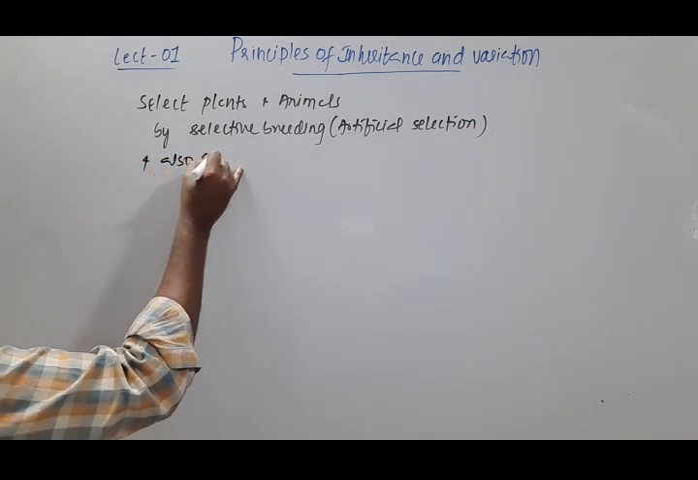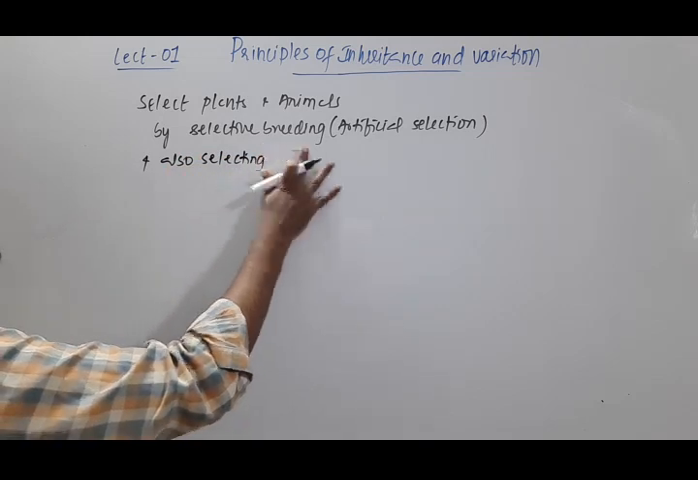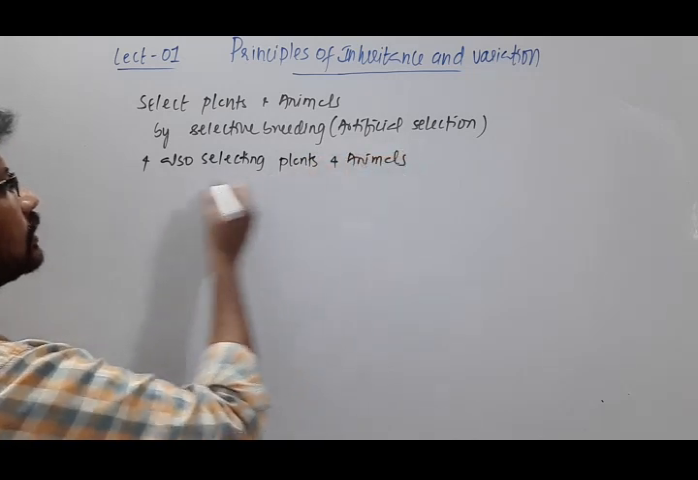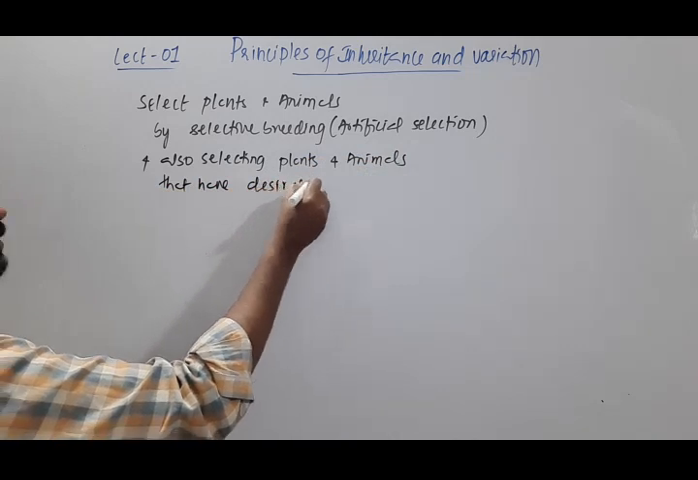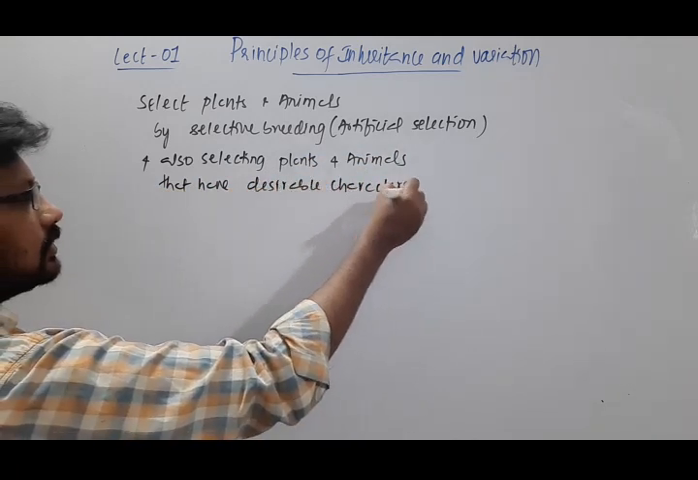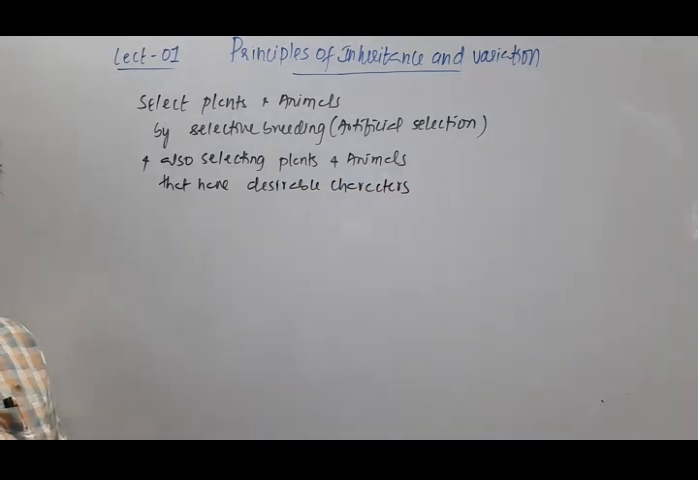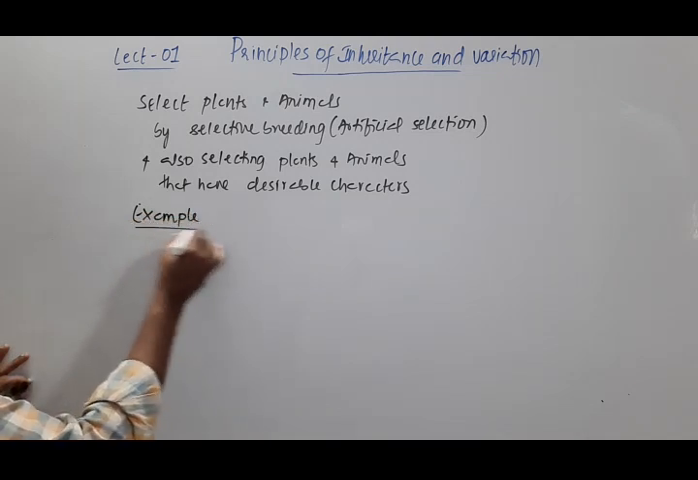Also selecting plants and animals that have desirable characters, meaning the characters that we require. Those plants or animals are said to be having desirable characters. And here I will give you an example.